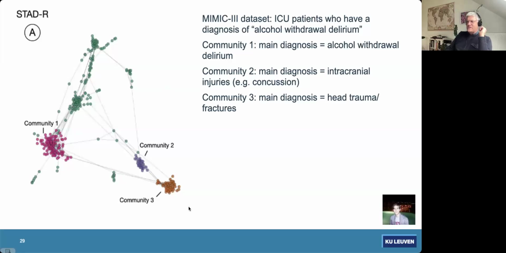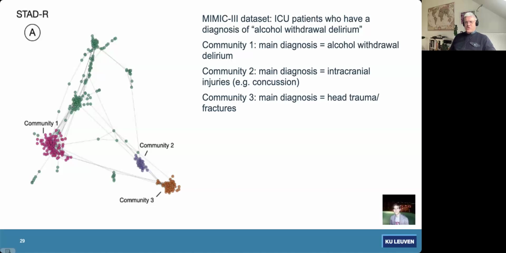Based on that data, and trying this out, we did this little experiment just looking at patients that had somewhere in their data alcohol withdrawal delirium. You have to pick something, right? So you pick alcohol withdrawal delirium for the ICU. And we get this network where community 1 are patients that have alcohol withdrawal delirium as their main diagnosis. This community here, the orange one, is people who came in also with alcohol withdrawal delirium, but the main diagnosis was a skull fracture.